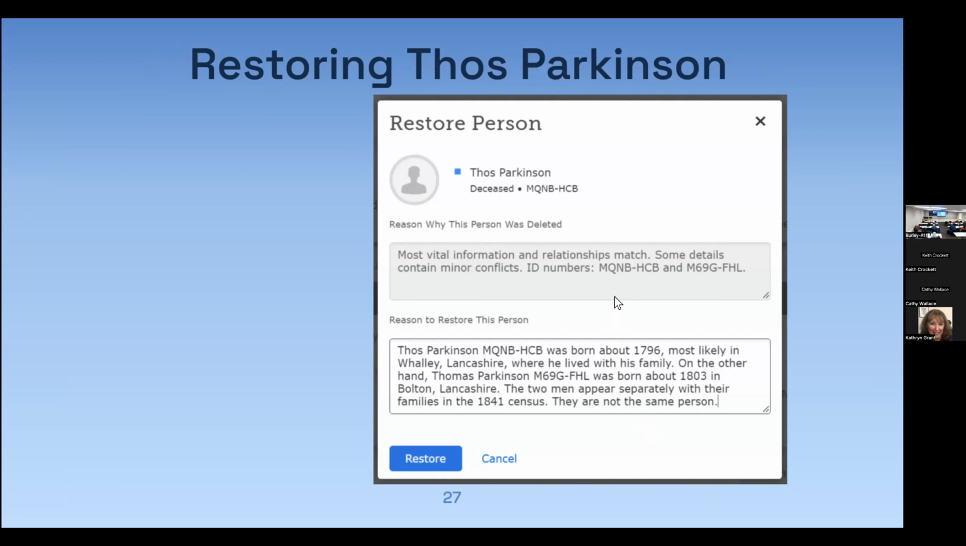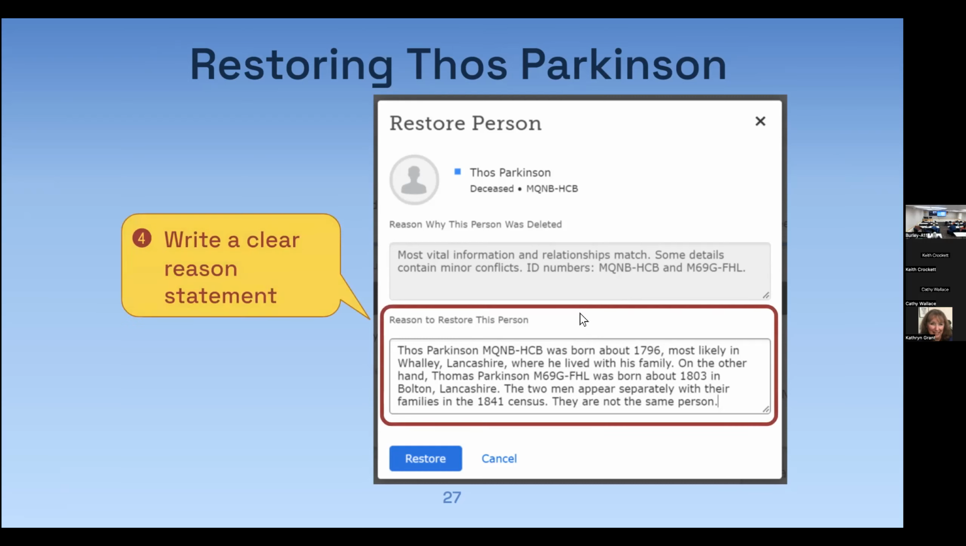Now, this is really important. When you unmerge or restore somebody, they're going to ask you why you're doing it. So it's very helpful to write a really clear reason statement. It doesn't have to be long, but it should hit the high points. So what I've done here, remember that screen where I compared the two censuses? So for the families, the one from Bolton and the other from Wally. So here I'm just hitting the high points.